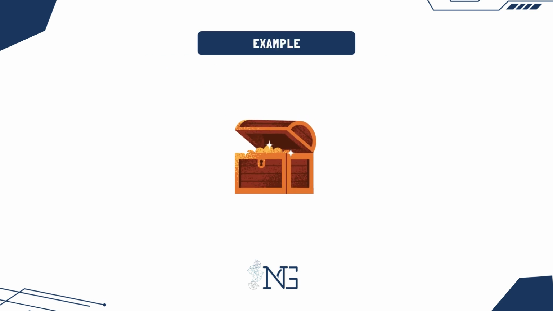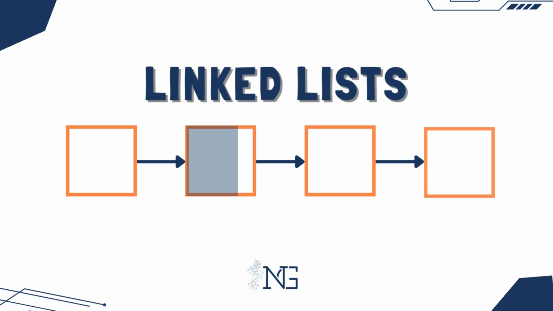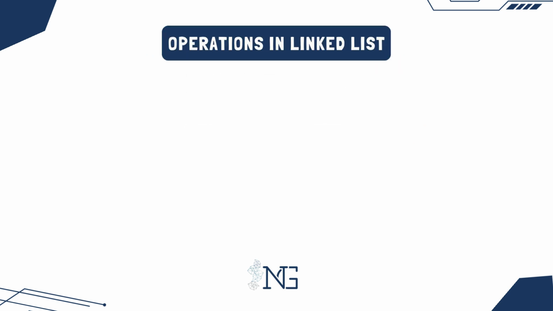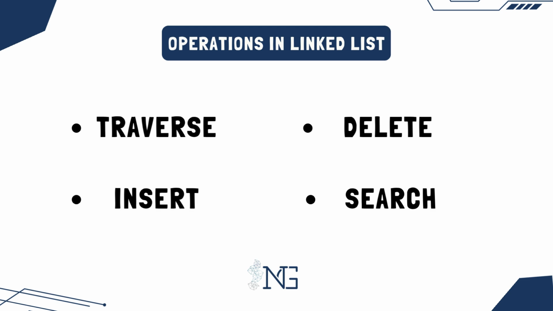Imagine a treasure hunt. Each clue leads to the next location. You can't jump to the end. You have to follow each step. That's exactly how a linked list works. You traverse it node by node. Some common operations you can do on the linked list are traversal, visiting each node, insertion, adding a node, deletion, removing a node, searching, looking for a value.